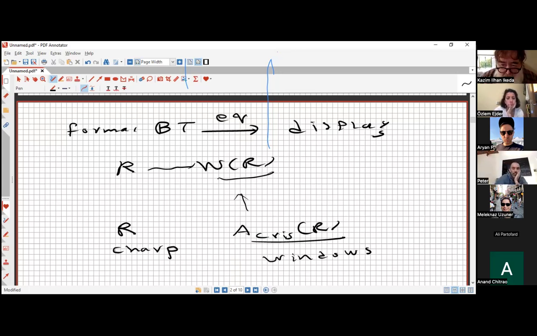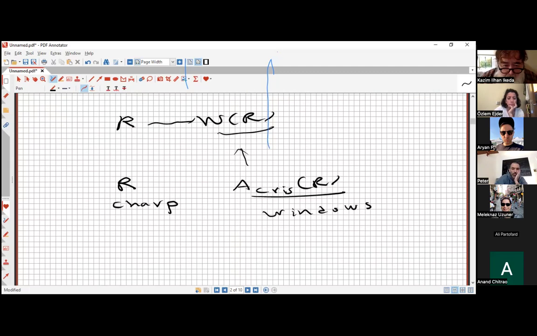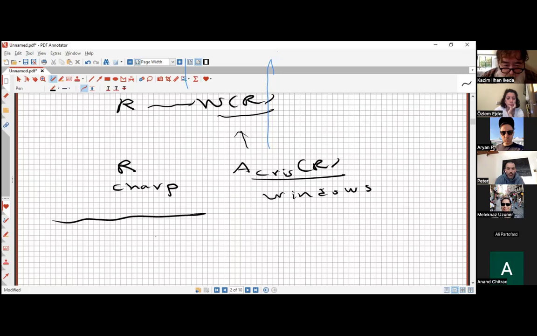So this was the state of the thing until 2015, when Scholze, Bhatt, and others introduced new ideas to the field. Let me first say what we want to replace W of R with.